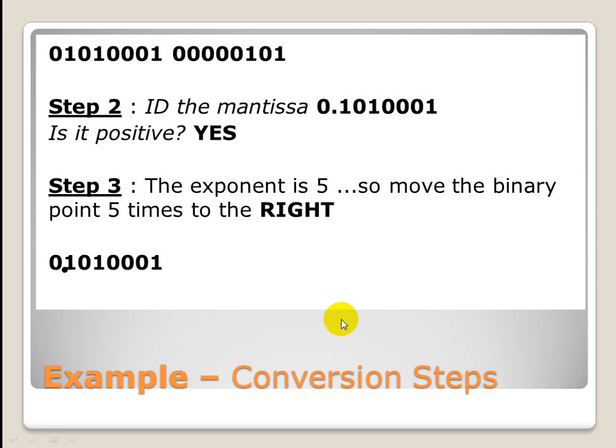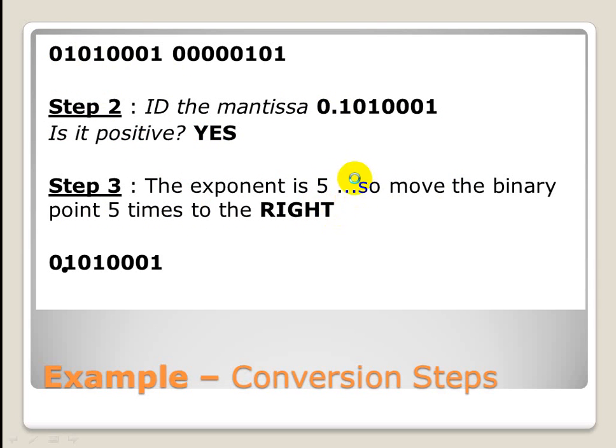Step 2, identify the Mantissa. Alright, the Mantissa is basically that. We've done that. Why? Because the first part of the Mantissa is always the indicator of whether the Mantissa is positive or negative. So we can safely say 0 point, because the first bit, most significant bit, MSB, is going to tell us positive or negative. Remember, 0 is positive. So, is it positive? Yes.